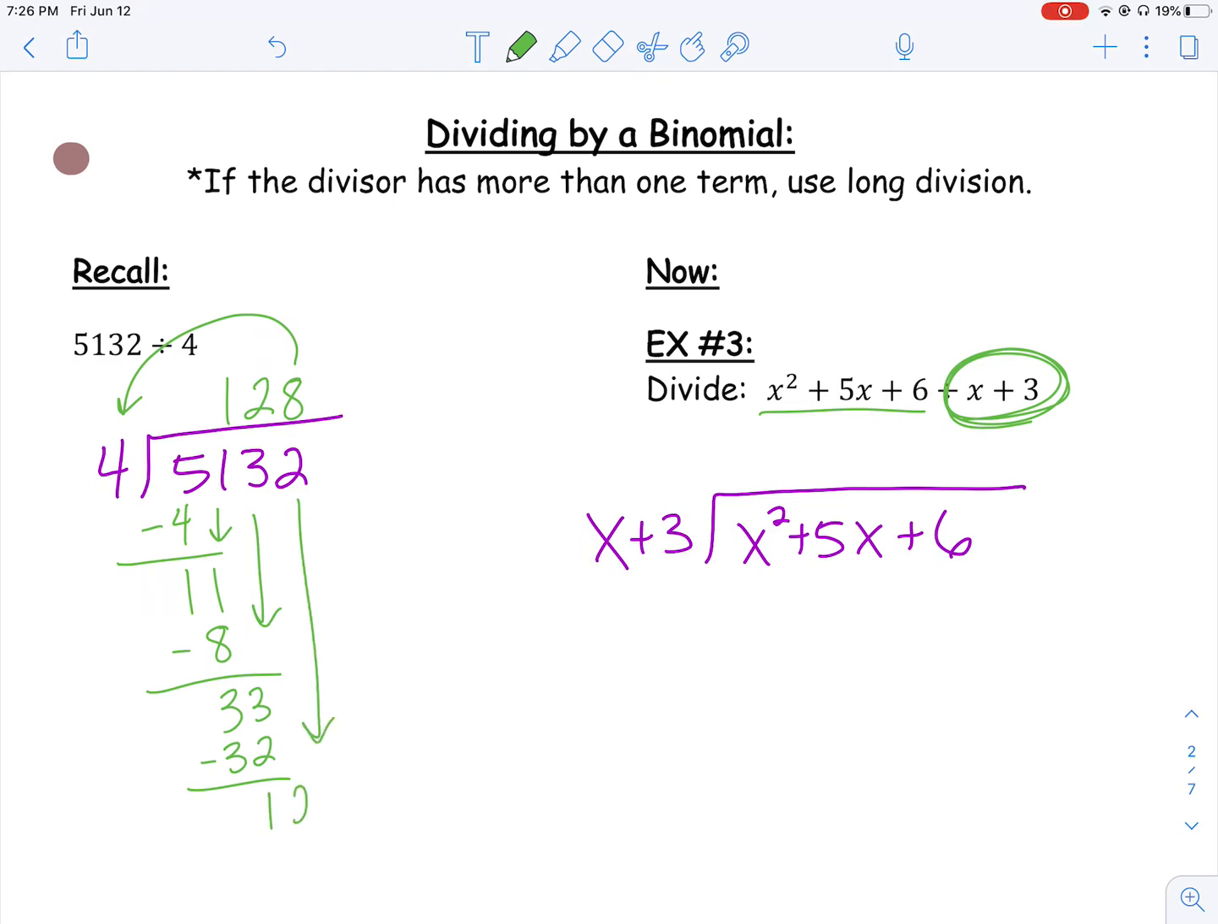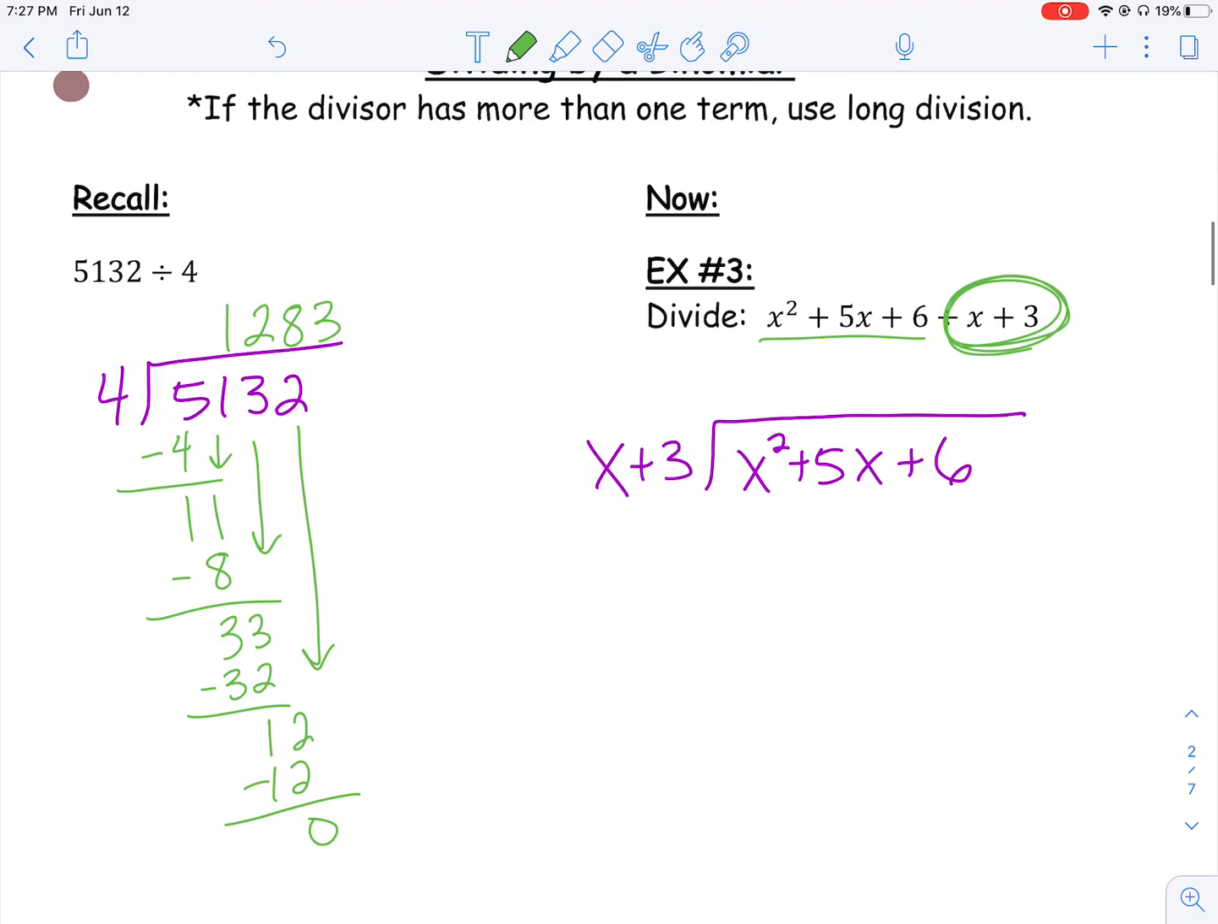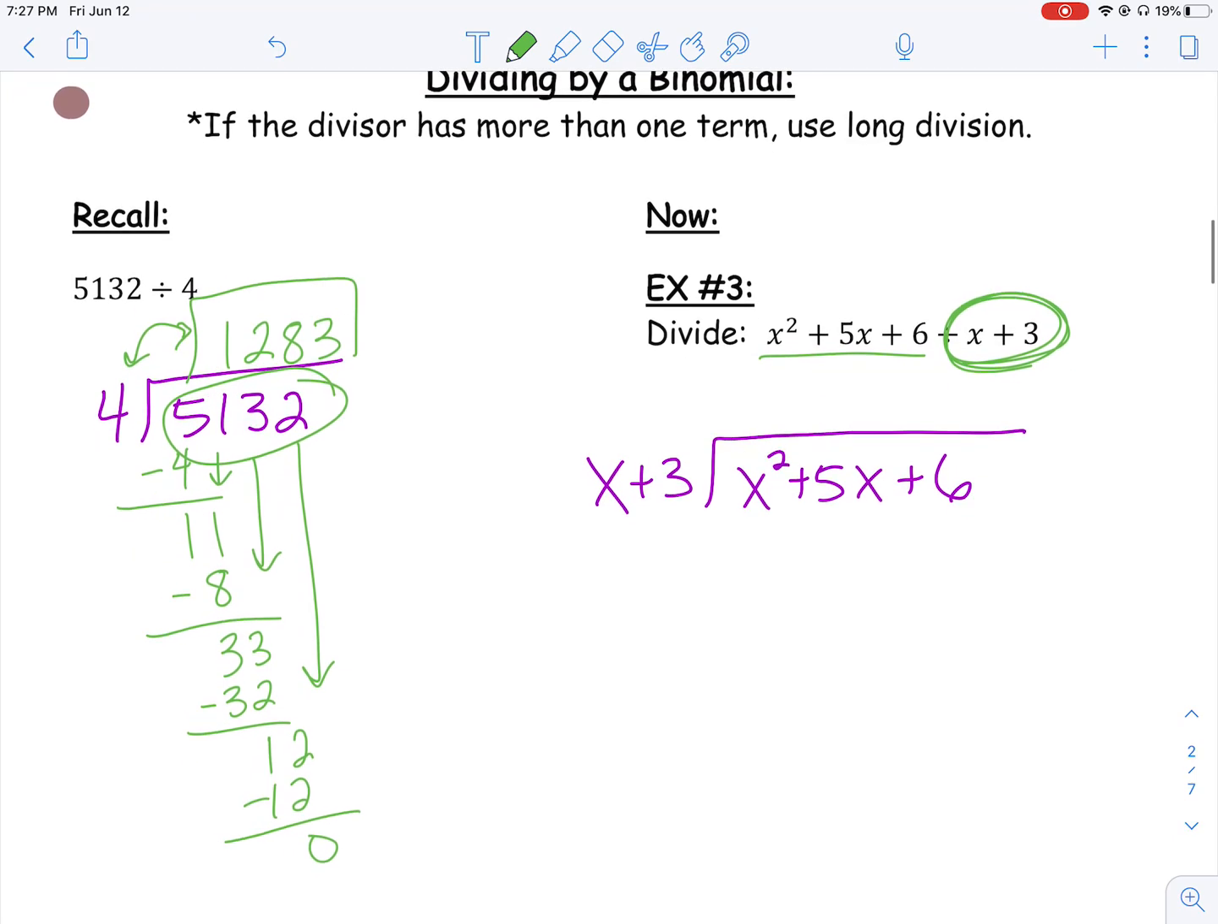I'm going to do it again and bring down the 12. And how many times does 4 go into 12? Well, I get 3. 3 times 4 is 12. When I subtract, I get 0. There's no other numbers to bring down. And because of that 0, that means it goes in evenly with no remainder. So 5,132 divided by 4 is really 1,283. Remember, we can always double check that it's the right answer by taking this number and multiplying it by the 4, and we should end up getting the 5,132. I know it's been a long time since some of us have done that long division.